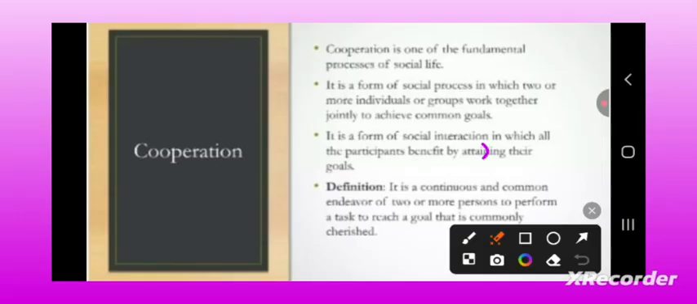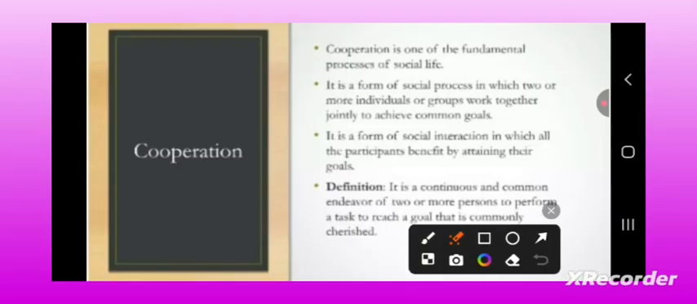And it is a form of social interaction in which all the participants know that they are aiming for and attaining shared goals. Definition: it is a continuous and common endeavor of two or more persons to perform a task or reach a goal that is commonly cherished.